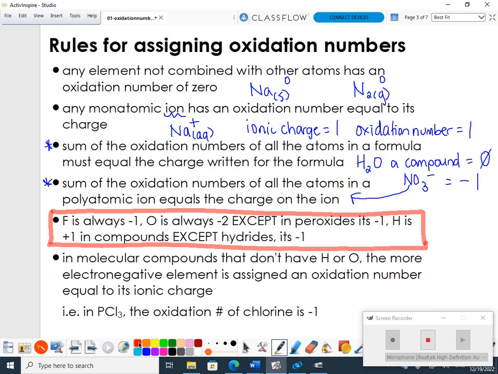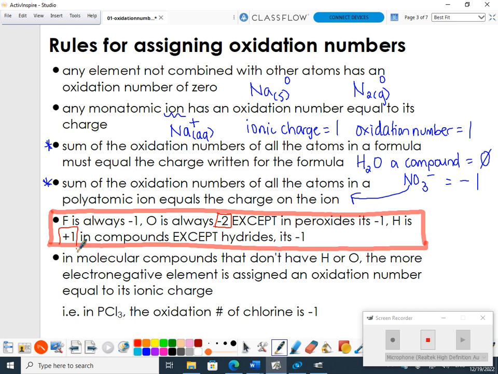Oxygen is always -2. There is an exception, but peroxides are so rare. So normally we're just going to use this. Same thing with hydrogen, we're going to use +1. In a rare case where it's actually the nonmetal in an ionic compound like sodium hydride, then it could be -1, but that's a special exception, which is not really what we're trying to do here.